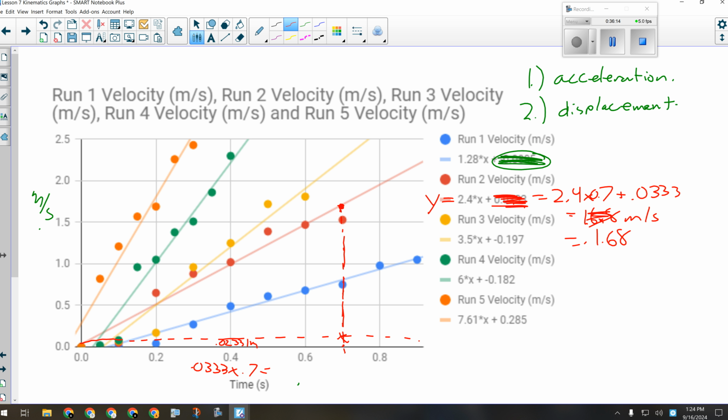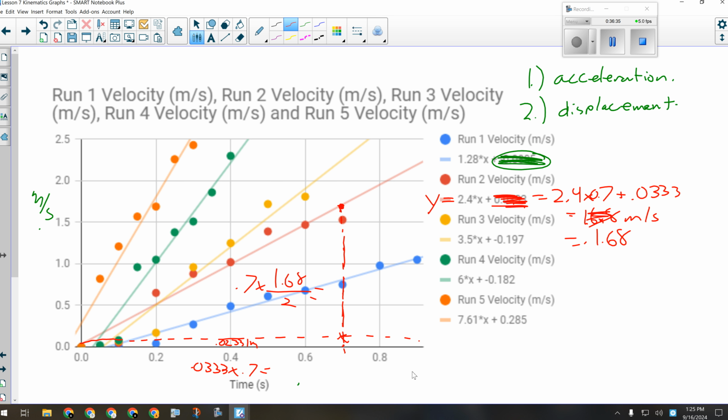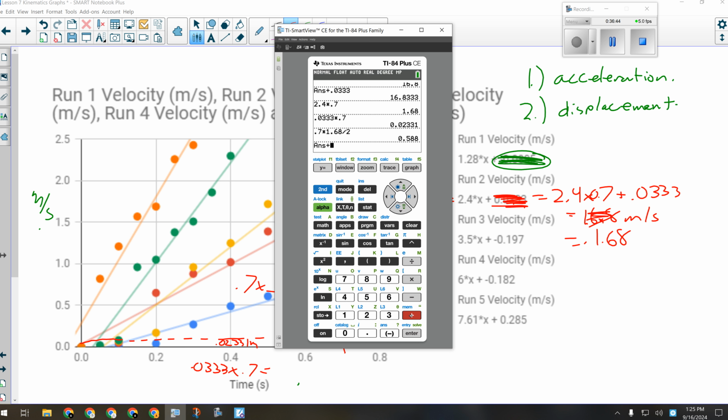Okay, so that's going to be 0.7 times the height, which we established is 1.68, divided by 2. Okay, so 0.588 meters. Okay, and now I just add those two together. Okay, so there's the total displacement of that object to 0.7 seconds, 0.61 meters. Okay?